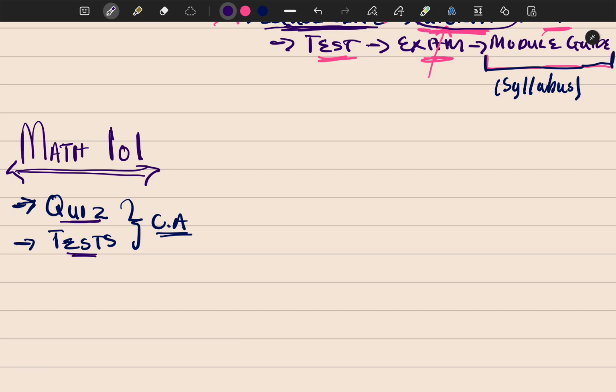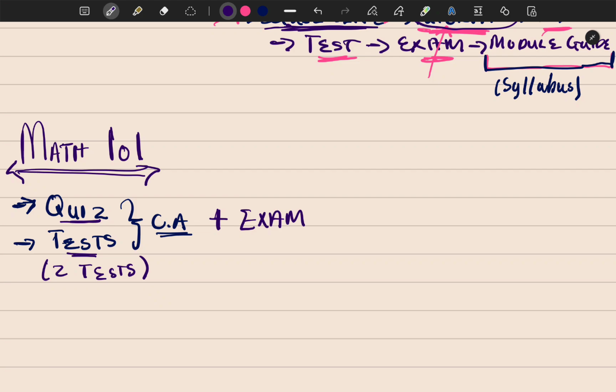In maths, you're going to have 2 tests, test 1 and test 2. And then you have the exam. Remember that you are going to add the exam to get your final mark. Now, these 2 tests are going to be part of your CA. So if you want to qualify for the exam, pass your quizzes and be ready for the test.